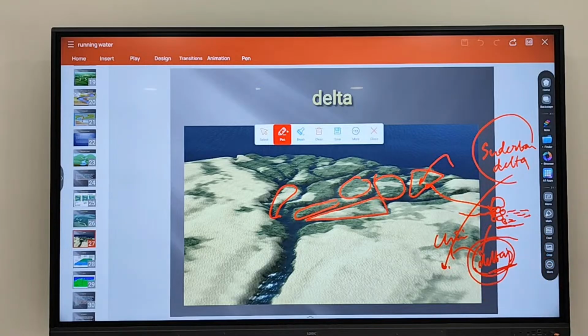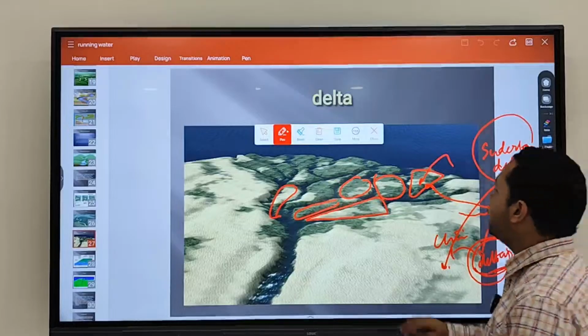So what is a delta? Deltas are formed when a river deposits sediments at the mouth. At the mouth, when they are about to join the ocean, it is going to be called a delta. Clear? Now, different types of deltas are also there. For example, one type of delta.